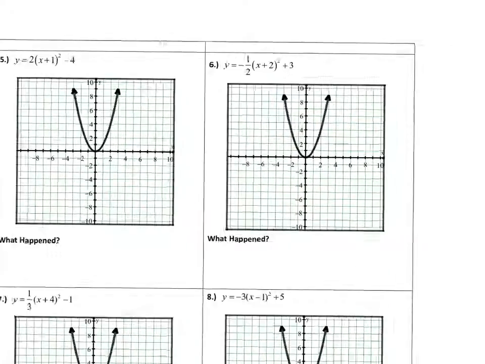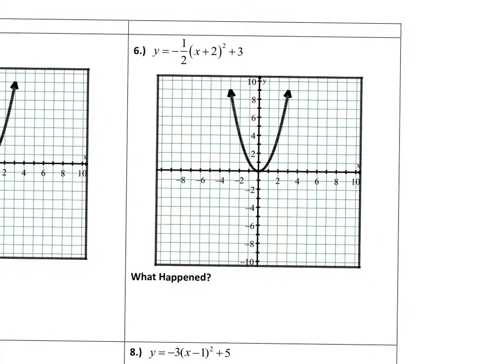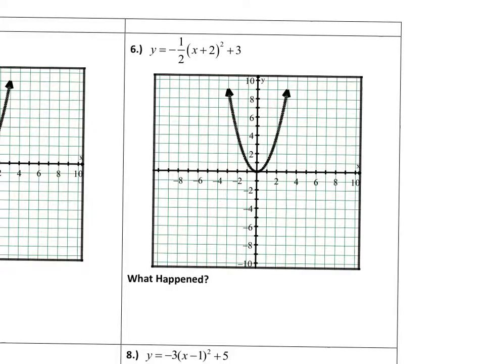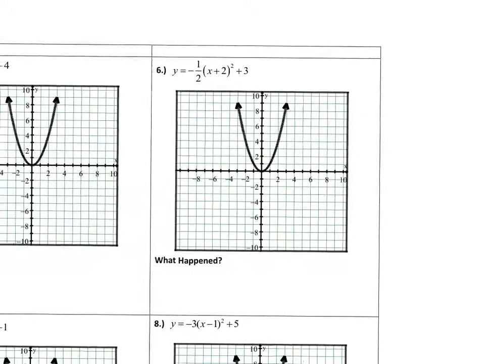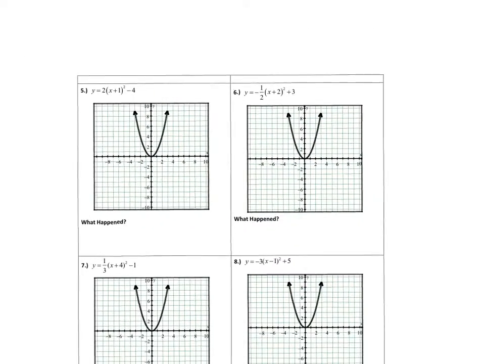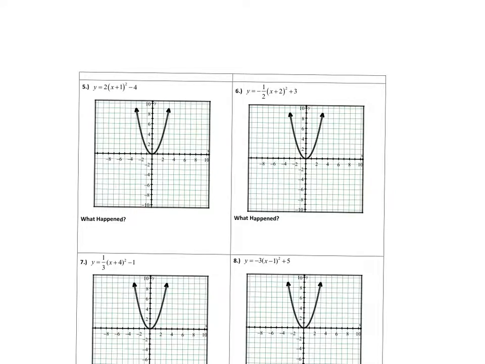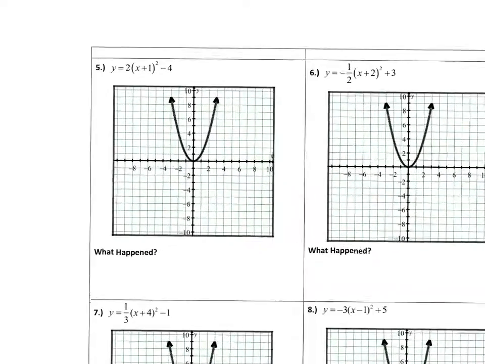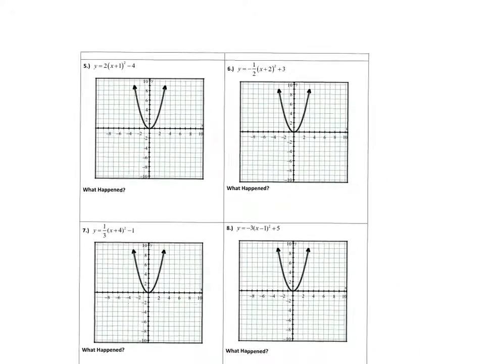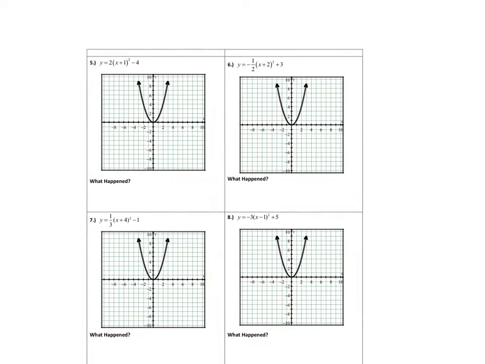Let's see. This one right here, number 6. This negative means it's going to flip over across the x-axis. The 1/2 will tell you that it's going to get wider, or fatter, if you want to think about that. The 2 is going to tell you that it's going to get taller. So I just want you to graph all these and tell me what happened. What did you assess? Okay, have fun.